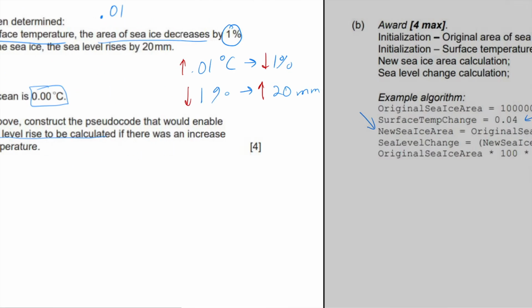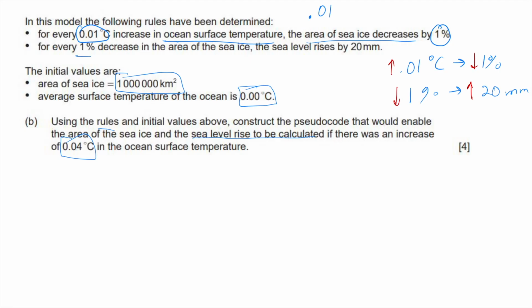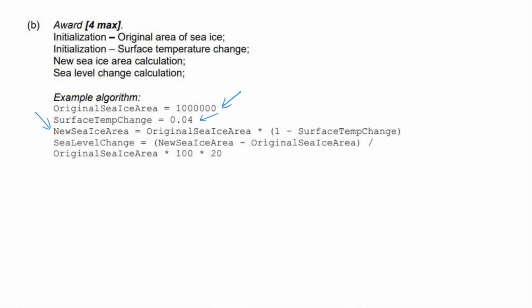So surface temperature goes up by 0.04. That means the area of the sea ice is going to decrease by 4%. So if it's decreasing by 4%, we can just multiply the original sea ice area by 0.96. That's why we're going to have 1 minus the surface temp change, which in this case is 1 minus 0.04, and 0.96. If we multiply the original sea ice area by 0.96, then we'll get our new sea ice area.